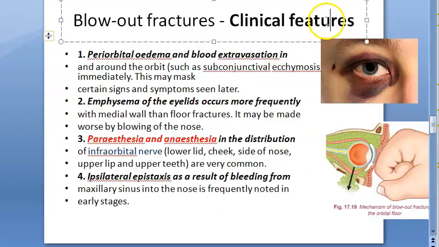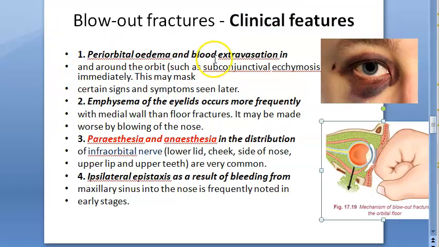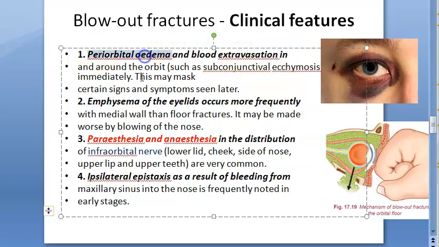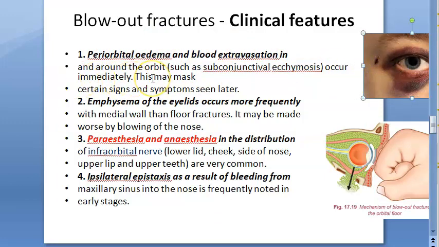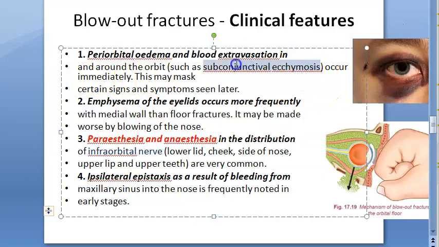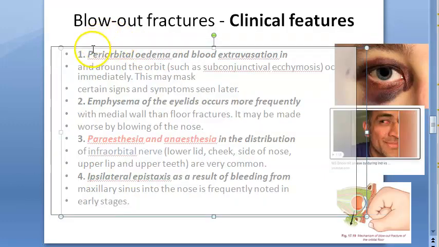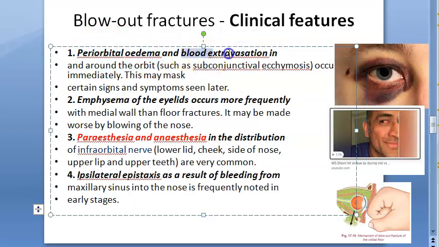Okay. Clinical features, what will happen to a person who has been punched like this? Periorbital edema and blood extravasation. So around the orbit there is edema, blood extravasation in and around the orbit, such as conjunctival ecchymosis, which occurs immediately. Conjunctival ecchymosis is what? Subconjunctival hemorrhage. It occurs immediately. This may mask certain signs and symptoms seen later. So: periorbital edema, blood extravasation in and around the orbit, subconjunctival ecchymosis.